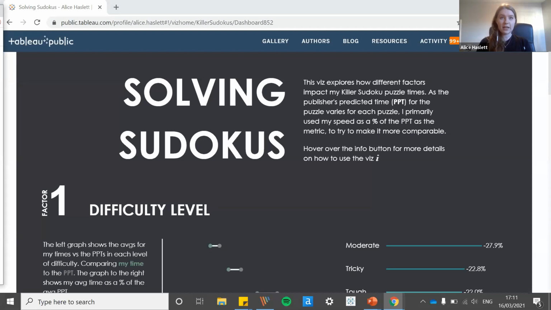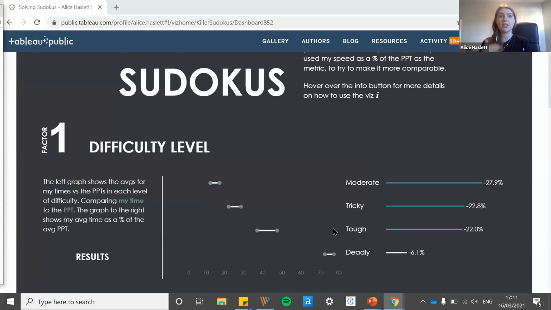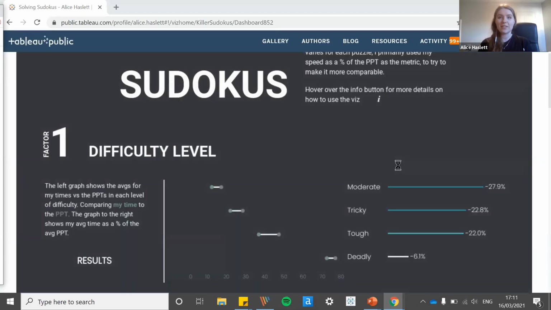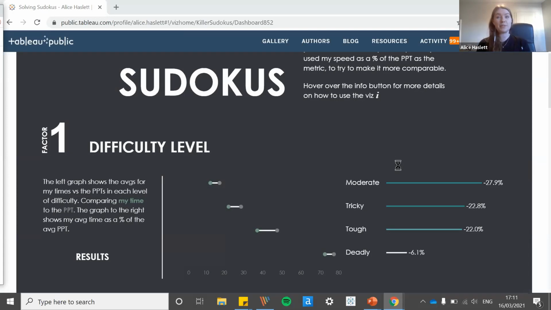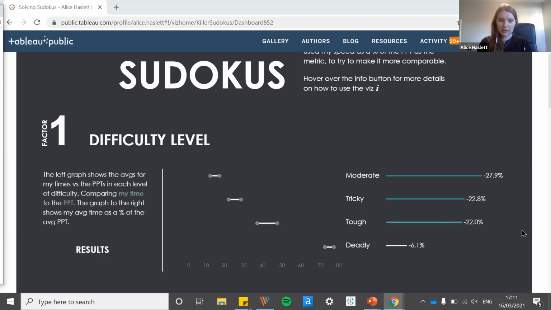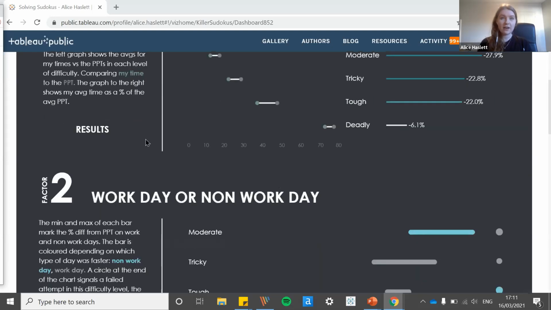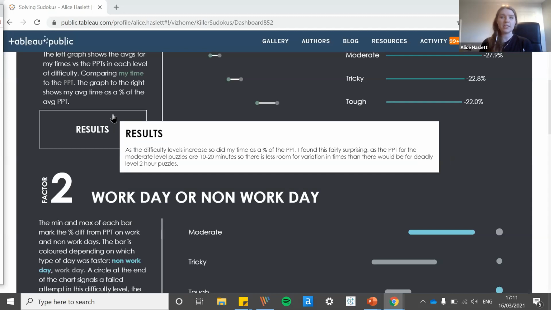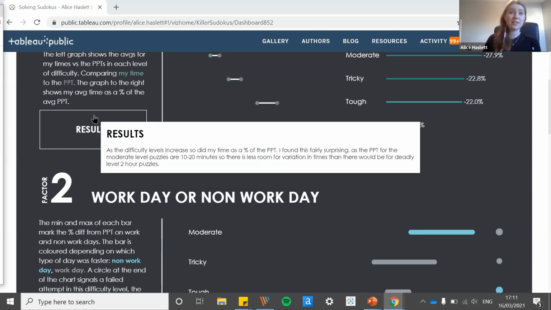So the first factor that I looked at was difficulty level, as comparing an easier puzzle that should take 10 minutes to a more challenging one that should take 2 hours wouldn't really make sense. So here I looked at the average time it took me for the puzzles for that difficulty level. And then I also looked at my time as a percentage of their time. And then on the left here, I have some information about my results and findings, which are quite brief for this section.